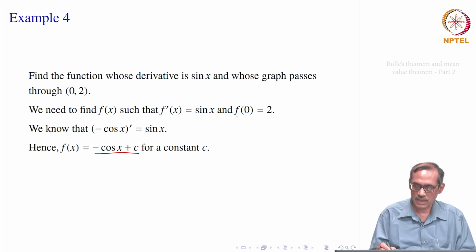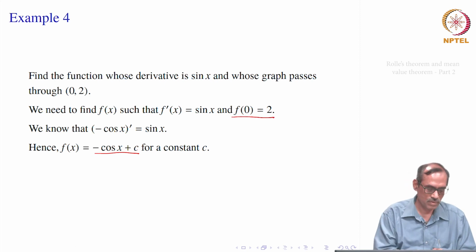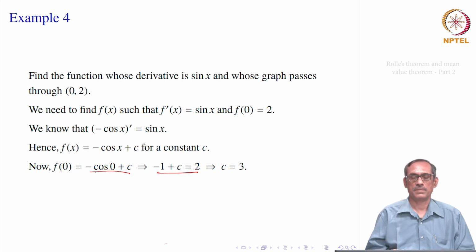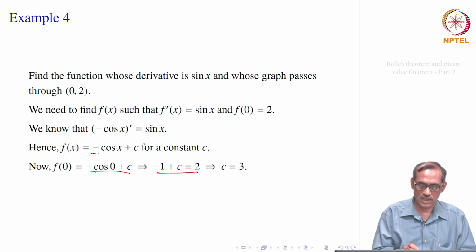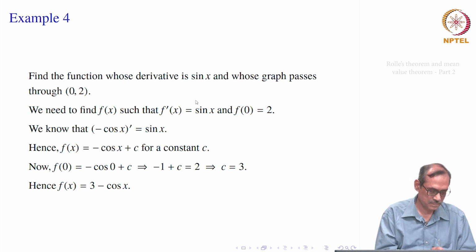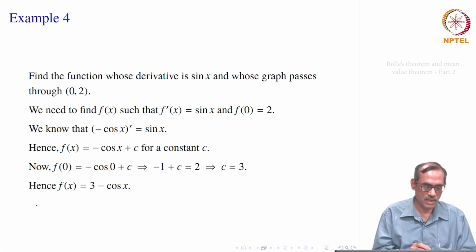Now, we apply the second condition that f of 0 equal to 2. So, substituting x equal to 0, we get minus cos 0 plus c, cos 0 is 1. So, it is c minus 1 equal to f of 0, which is equal to 2. So, c minus 1 equal to 2, that gives c equal to 3. So, when c equal to 3, our function is 3 minus cos x, that is what it is. So, sometimes you may have to use this kind of argument using some corollary of mean value theorem. Okay. So, that is how we will be using our results.